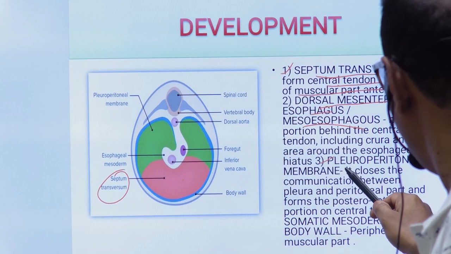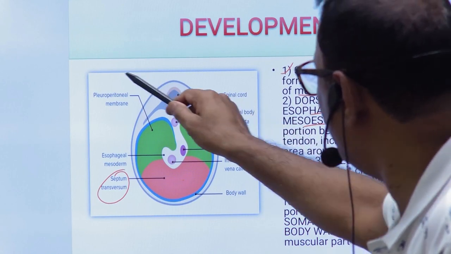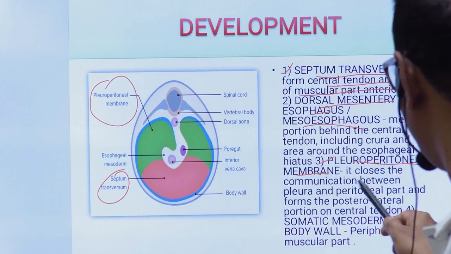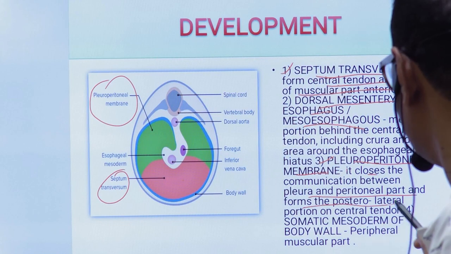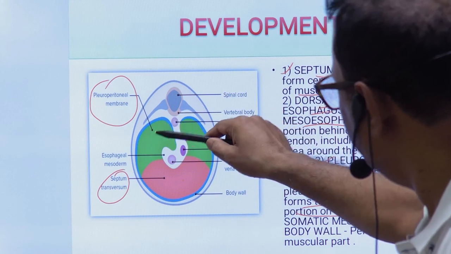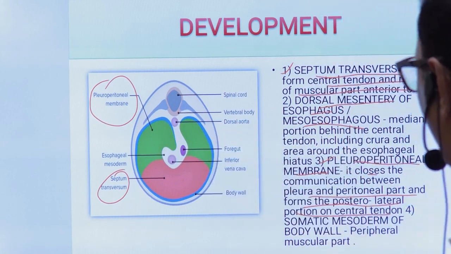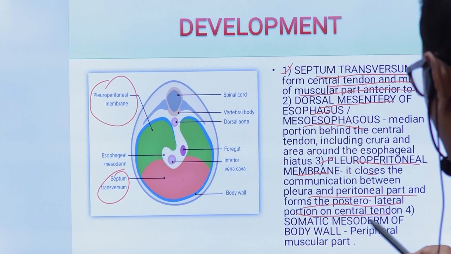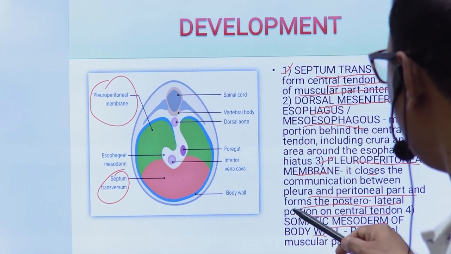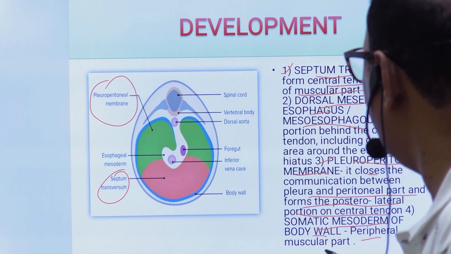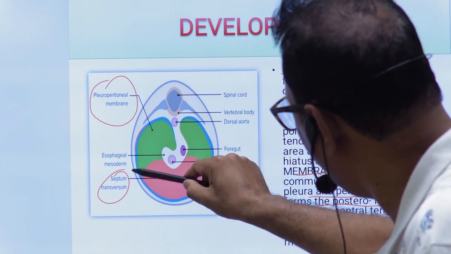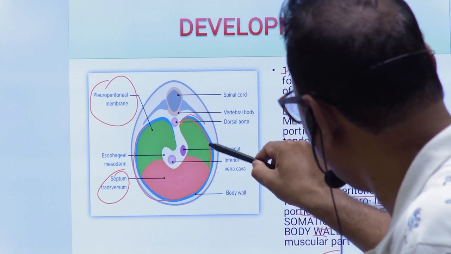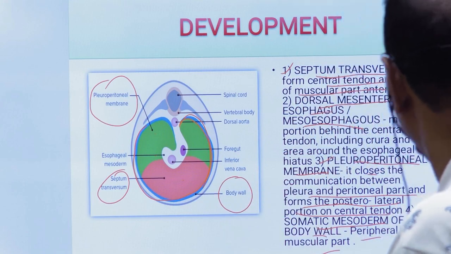And then the pleuroperitoneal membrane. This pleuroperitoneal membrane closes the communication between the pleura and the peritoneum, and forms the posterolateral part of the central tendon. And finally, the somatic mesoderm of the body wall will form the peripheral muscular part.